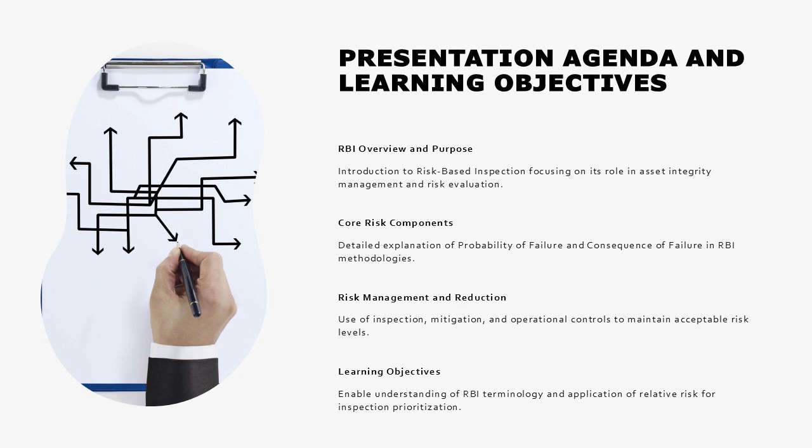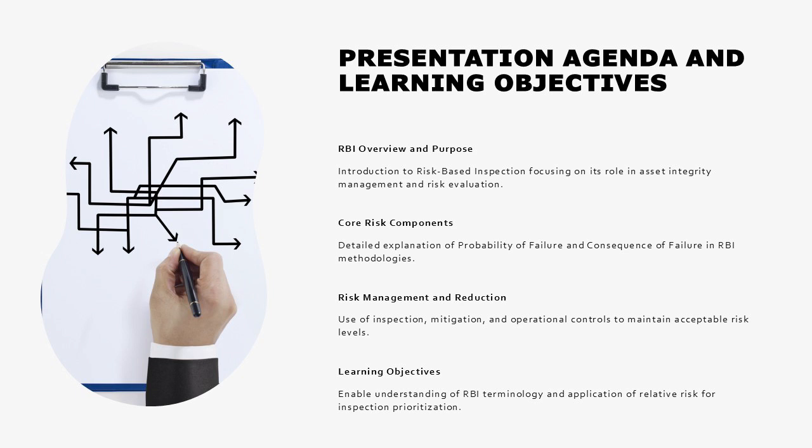The presentation then explores the two core components of risk in detail: probability of failure, POF, and consequence of failure, COF. Each component is discussed from an engineering perspective, including key influencing factors and how they are evaluated in RBI methodologies. After establishing how risk is assessed, the presentation addresses risk management and risk reduction, focusing on how inspection, mitigation, and operational controls are used to maintain risk at acceptable levels.